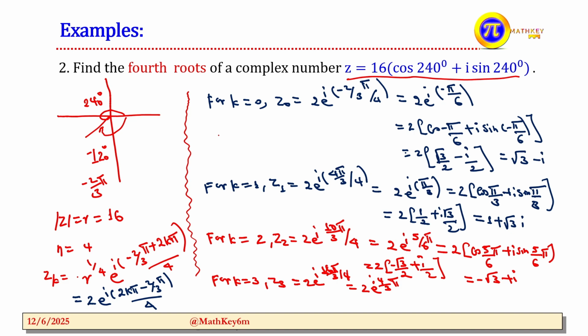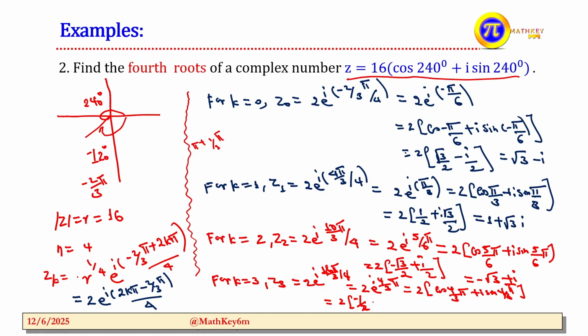4 over 3 pi means what? It is pi plus 1 over 3 pi. This means it lies in the third quadrant. And 2 times cos of 4 over 3 pi plus i sine of 4 over 3 pi. As we are familiar, this is equivalent to 60 degrees. Cos of 60 degrees, that is what? Half. So this is 2 into negative half, since it lies in the third quadrant.